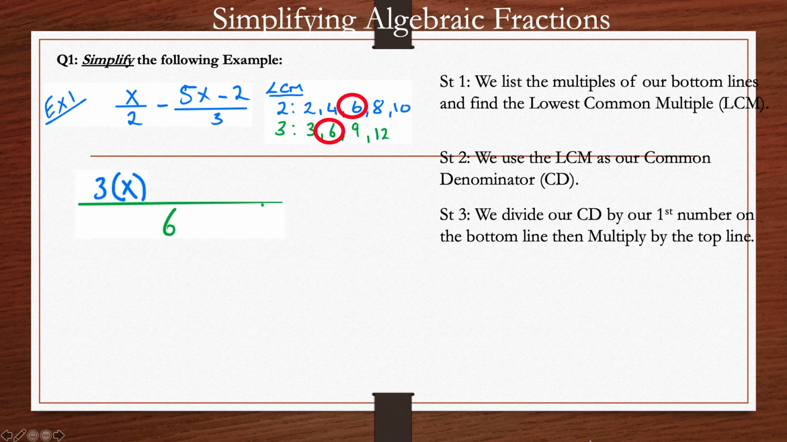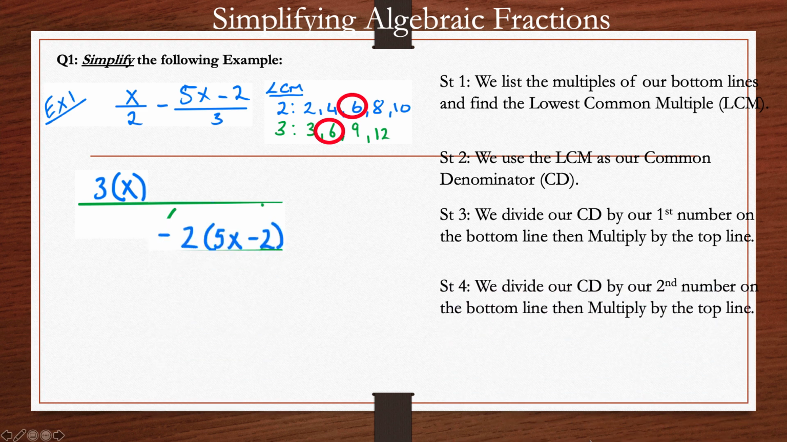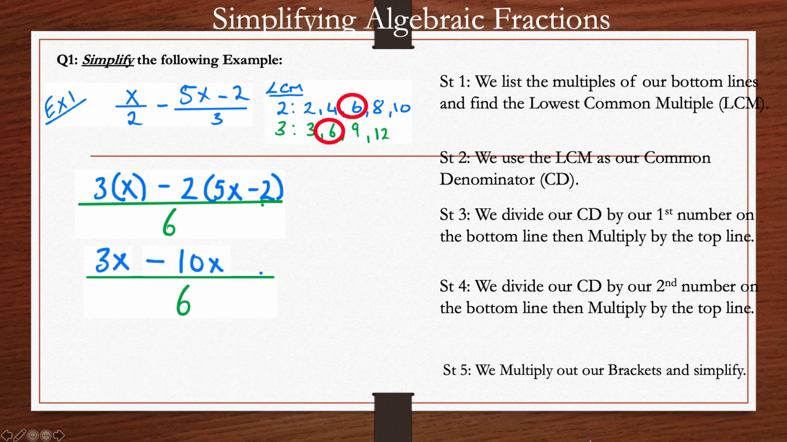Bring down your minus. 3 into 6 goes 2 times 5x minus 2. 3 by x is 3x, minus 2 by 5x is minus 10x, minus 2 by minus 2 is plus 4. 3x minus 10x is minus 7x plus 4 over 6.